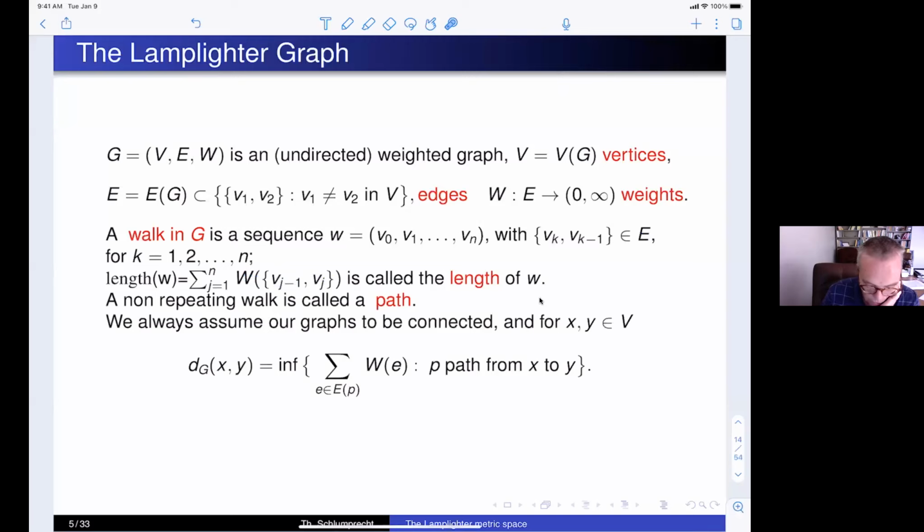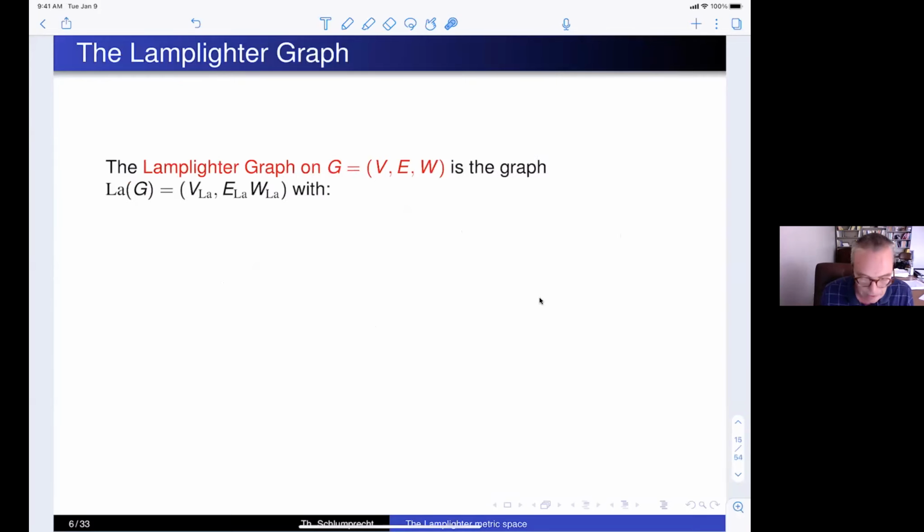And then we always assume all our graphs will be connected, so that there's at least one path between every x and every y. And the path with infimum length will be our distance from x to y, our metric. This will be called the graph metric. Now, given such a graph, we can define the Lamplighter graph on top of it.